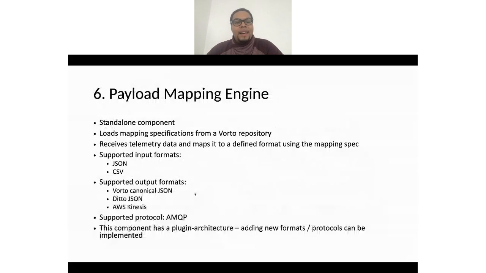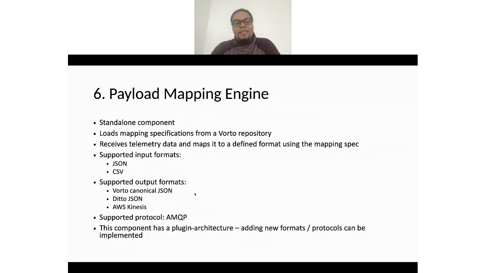All right, so the payload mapping engine is the next component. It's a standalone component, so the payload mapping engine is independent from the repository. It can load mapping specifications by connecting to a Vorto repository and loading those, but you can also introduce the mapping specifications manually. And then it receives telemetry data and maps it to the predefined format that is being defined in the mapping specification. Currently, we support as input formats JSON and CSV.